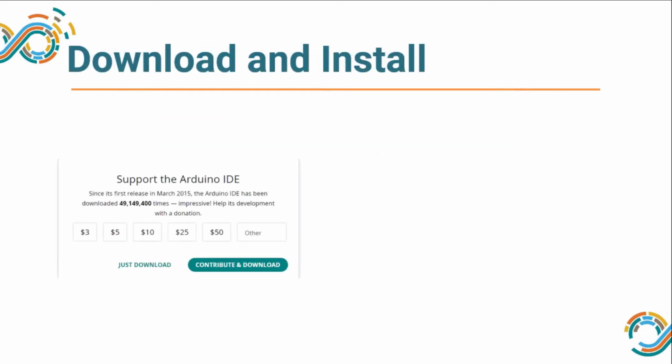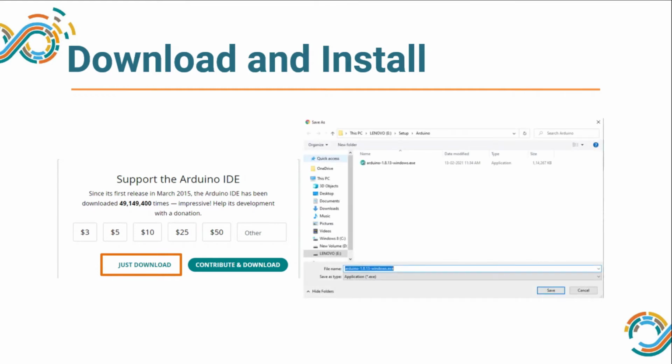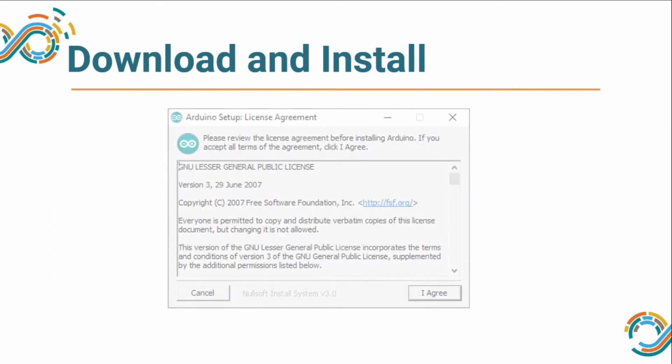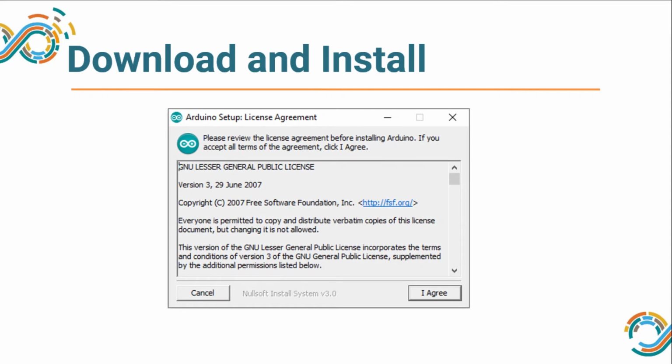Now once you click on the Windows installer, you will get the option either to donate something or just download for free. So if you don't want to donate, you can just click on just download and you can save the exe file at any location in your PC. Then once it is saved, we will double click the exe file and start the installation.